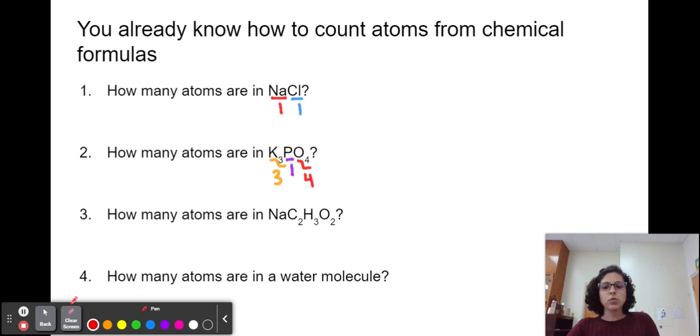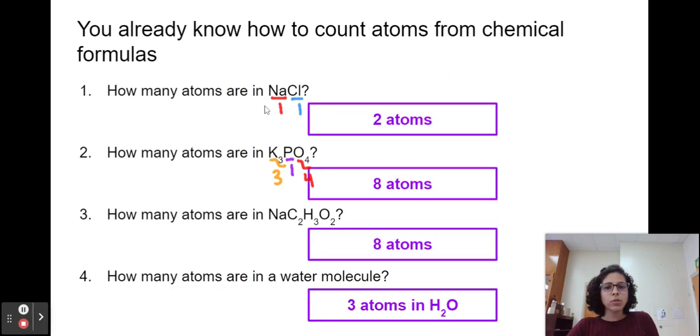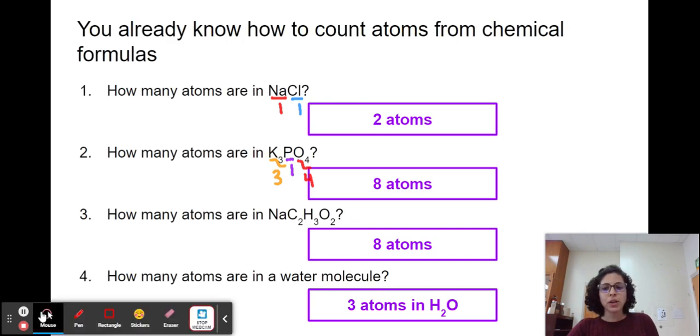So if we were going to answer these questions, we could do the same thing for all of them. If we want to answer these questions, we can just count out the total number of atoms and say there are 2 atoms total in sodium chloride, there are 8 atoms total in potassium phosphate, there are 8 atoms total in sodium acetate, and there are 3 atoms total in water. I would encourage you to pause this video and just make sure that you're comfortable with all of that.